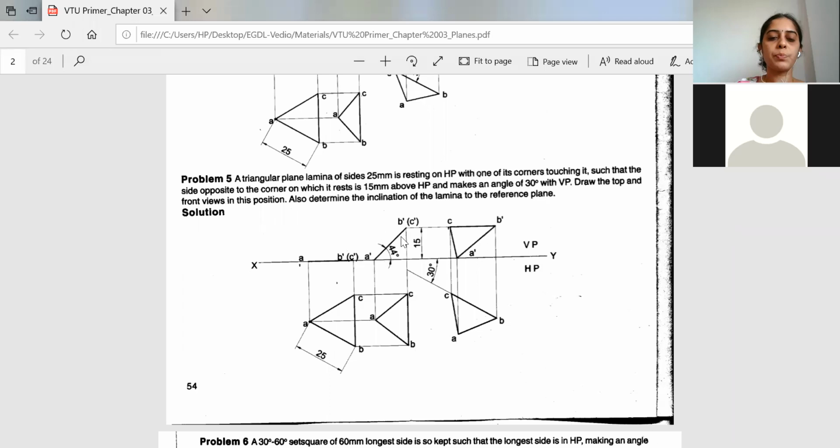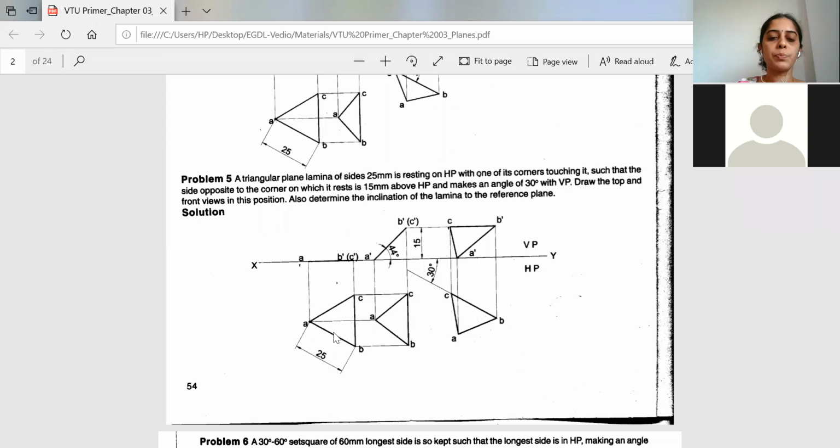Then join the front views A dash, B dash and C dash to this line, meaning it is now inclined at an angle. In the question the angle was not given, only the position of the locus of 15 mm above HP was given. After joining A dash and B dash, you can check the angle using the protractor, because they have asked to determine the inclination of the lamina to the reference plane. This angle they haven't given, so you measure it using the protractor. Then take the projection down, extend the projection here also, then read the locus which is passing.